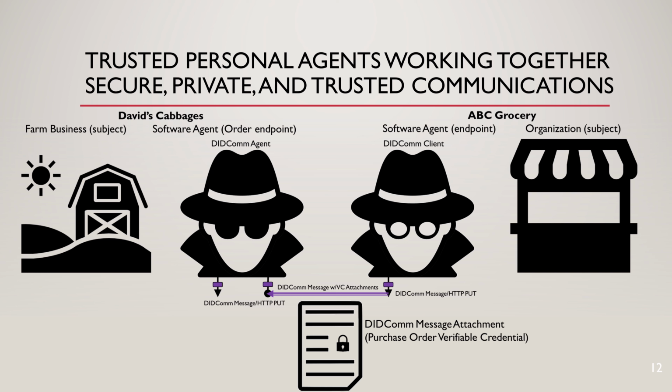So at the bottom we see one of these verifiable credentials, a purchase order that's represented in a special format, and it has what we call a signature or a proof, so that when it is sent from ABC Grocery's software agent over to David Cabbage's software agent, David can be absolutely certain that this is in fact a purchase order, that it hasn't been manipulated or changed in the process of being sent from ABC Grocery to David's Cabbages, and David can also ascertain that it is actually ABC Grocery that sent it.